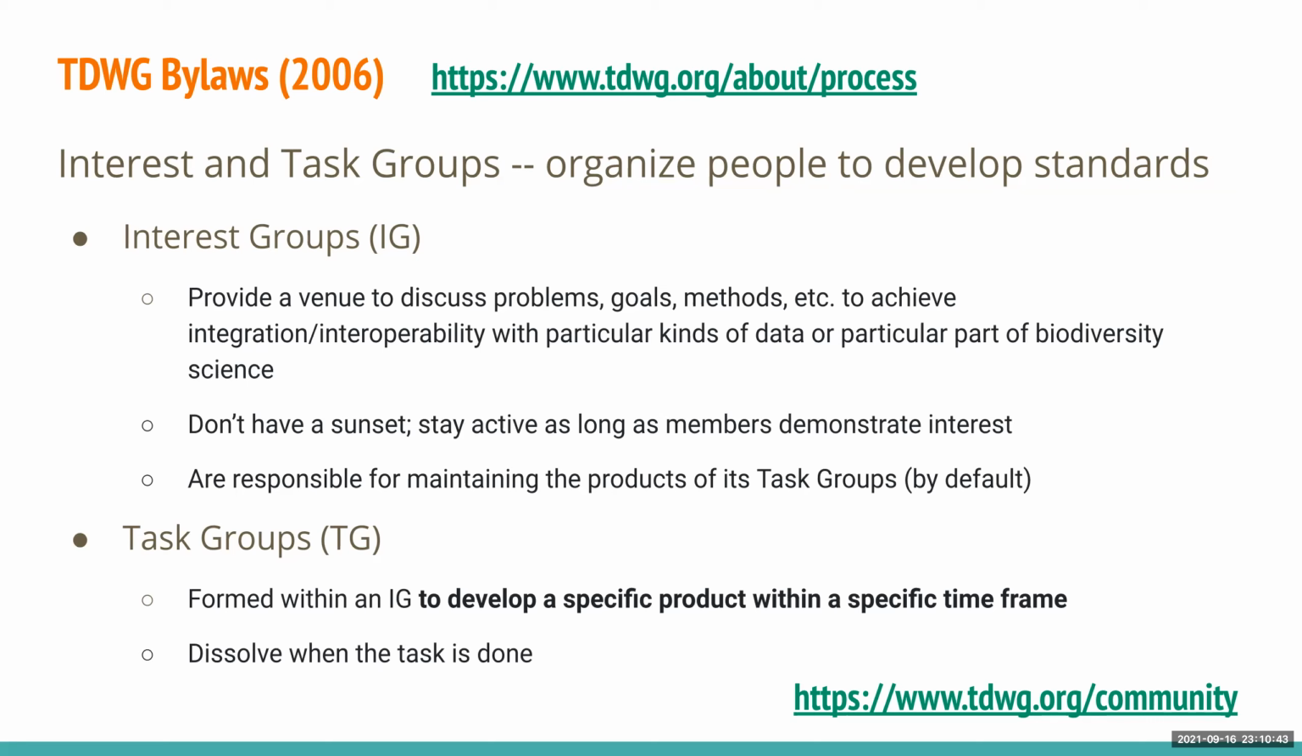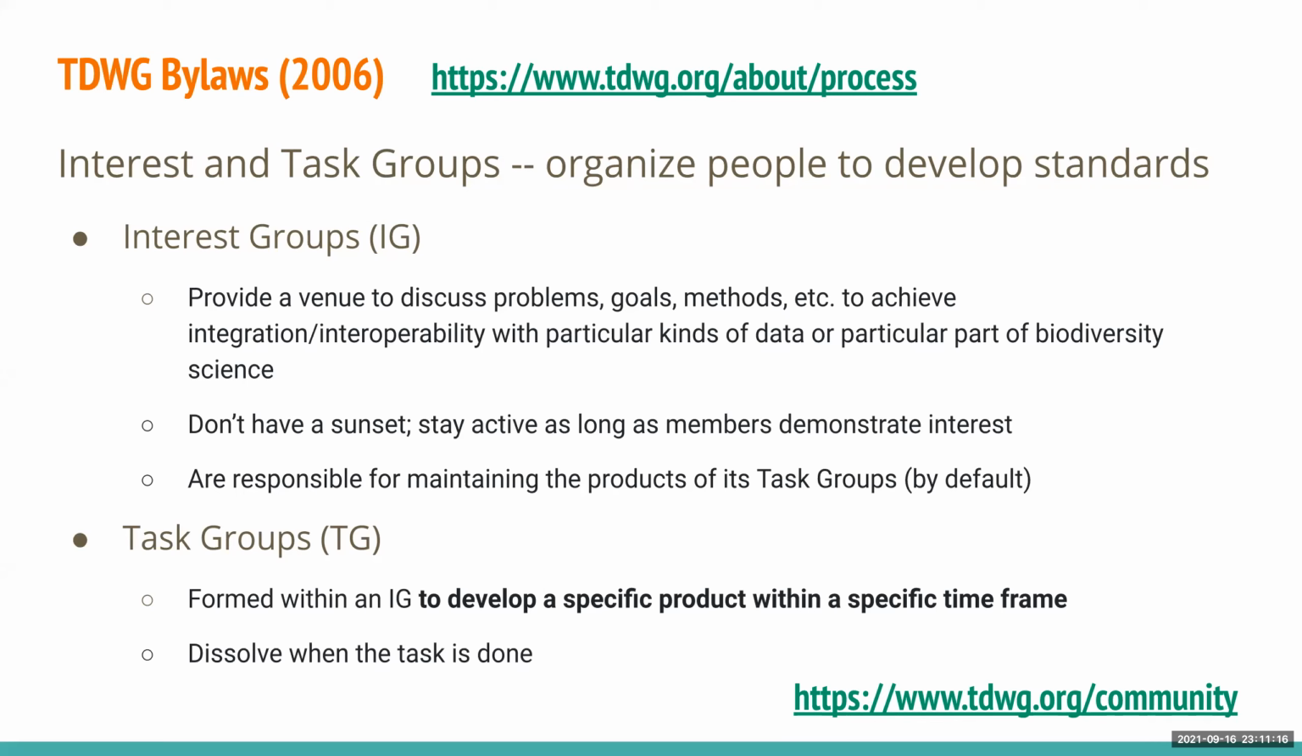So the organizational piece that the bylaws lay out, though, is about interest groups. How do we form interest groups, manage them, and how do interest groups go forward with specific tasks? Generally, much like in IETF or W3C, interest groups are people that coalesce around a particular topic and are basically trying to achieve integration and interoperability with particular kinds of data or a particular part of biodiversity science.